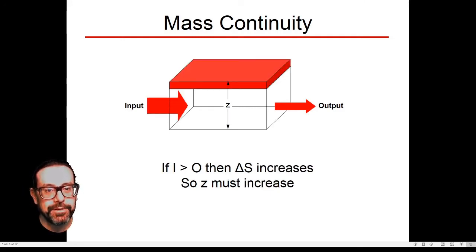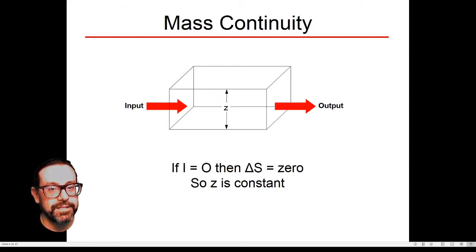However, if the input of sediment to a landscape element is greater than the output of sediment from that landscape element, then the change in storage of sediment within that landscape element has to change. It increases, and therefore the elevation of that landscape element will change, and it will increase.